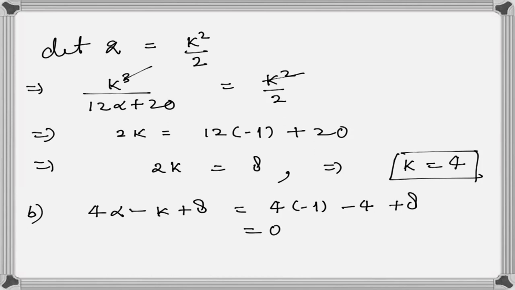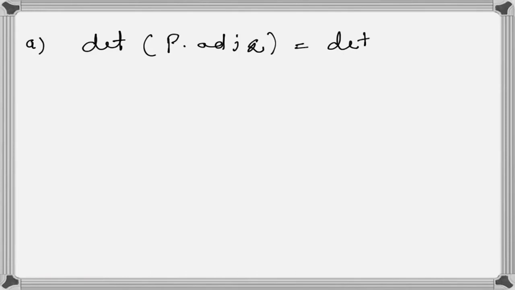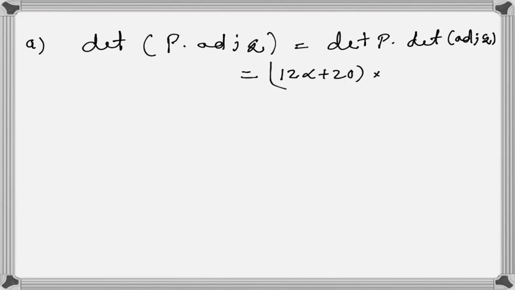Okay, so let's go to part A. We need to find the value of the determinant of P times adjoint of Q. First we use the property that the determinant of a product of two matrices is the product of the determinants. The determinant of P is 12 alpha plus 20, and the determinant of adjoint Q is the determinant of Q whole square, because Q is also a 3 cross 3 matrix.